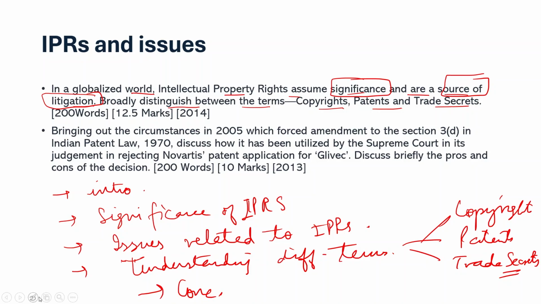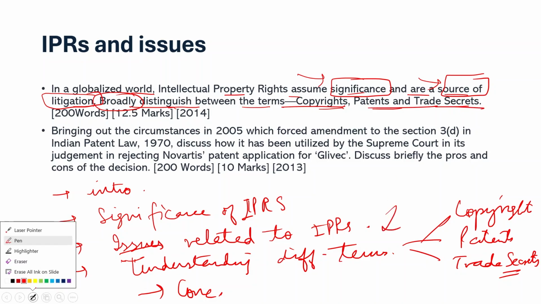So this is the way that you can proceed for these kind of questions. Notice that they are saying that they have assumed significance and they are also a source of litigation. So you can also write about issues related to IPRs, right? Then they are asking for the broad difference between the terms copyrights, patents and trade secrets. So you write that afterwards.